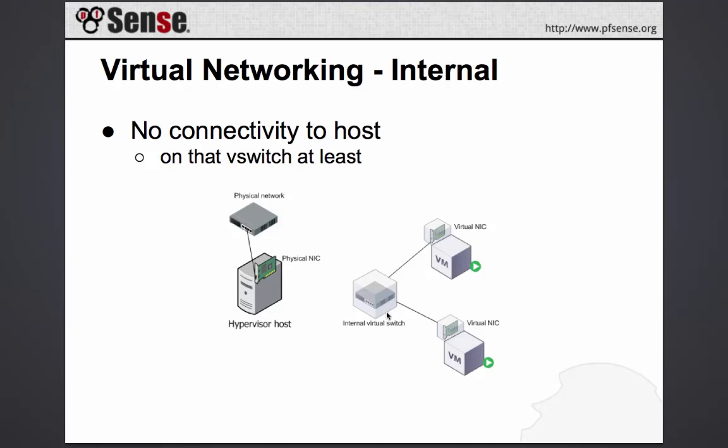And then the last type is internal. So that type has no connectivity at all to the host on that vSwitch, at least. Where the other types have a virtual NIC on the host that connects into the virtual switch, in this case, that's not the case. This virtual switch is just something that resides within the host, and then you can connect your VMs to it, and then they can communicate between each other. And as long as you don't have any kind of router or firewall or anything on that virtual switch, you'll know that they'll be contained within that network, and they won't be able to get out of it.